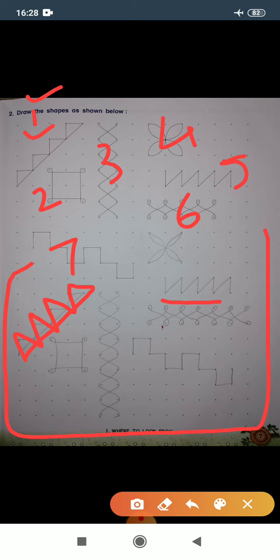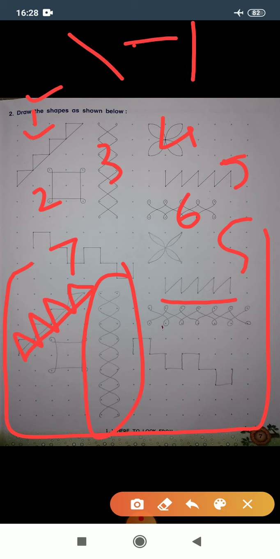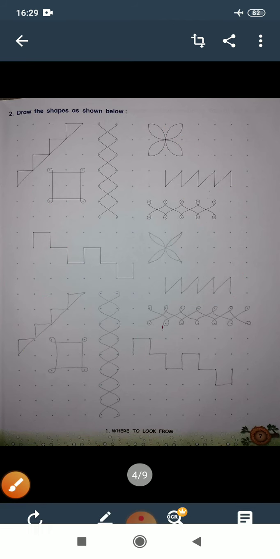See in this diagram slanting line is also included, and in this figure you can see the curved line also there. So with the help of horizontal lines, with the help of vertical lines, with the help of slanting and curved line, we can draw all these pictures. Let's move further.